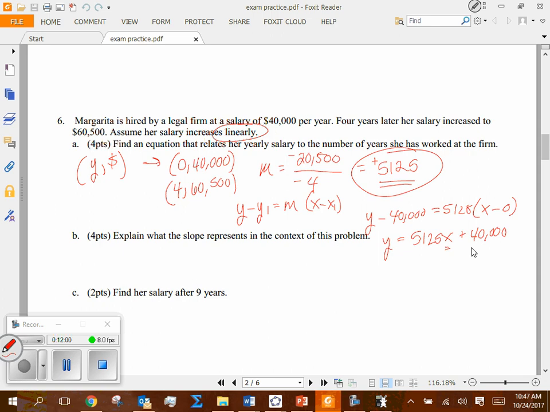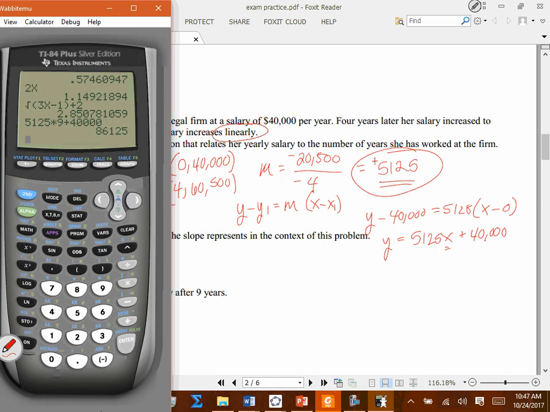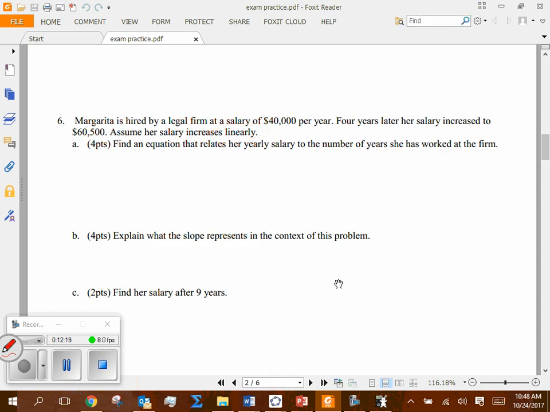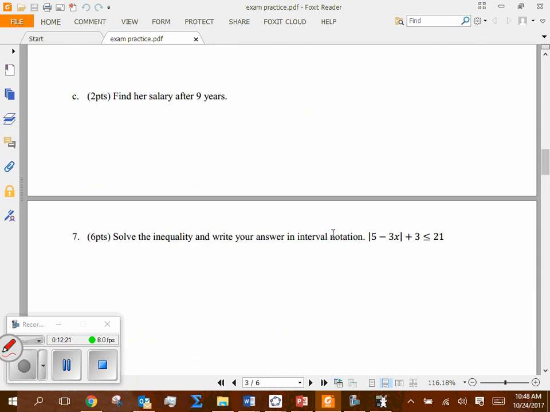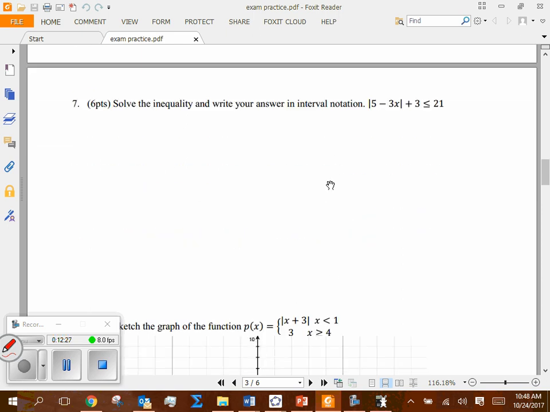Well, all I gotta do is take that X value and make it 9. So 5125 times 9 plus 40,000, $86,125. Okay. Hopefully you guys understand that for this problem, that's all great and awesome, but in real life, your salary is not going to be linear like that. Solve the inequality and write your answer in interval notation.